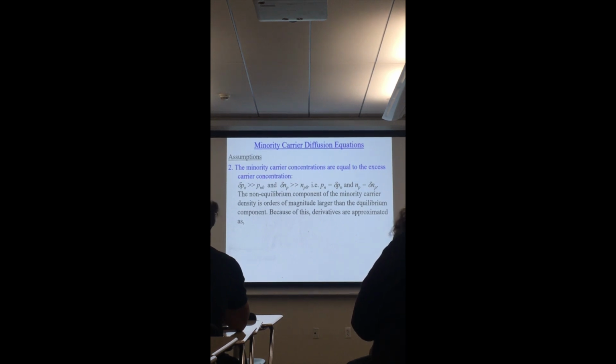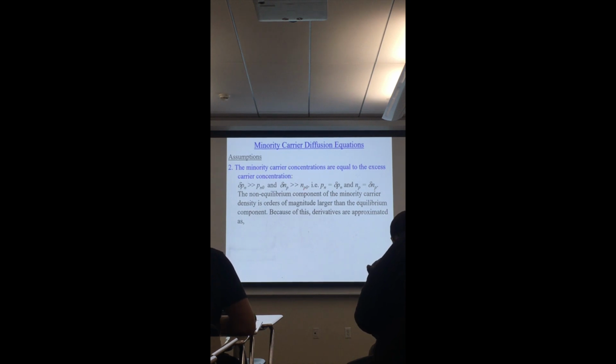Okay, so it means that basically we have this excess term, or this non-equilibrium term. This delta P sub n is much larger than this P sub n0. So this is the equilibrium term, and this is the excess term. And it's the same for electrons: the delta n sub p is much larger than n sub p0.